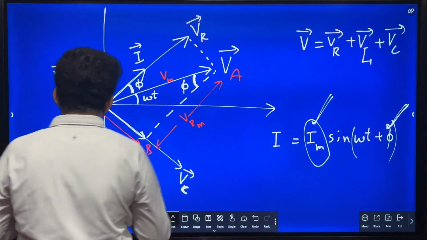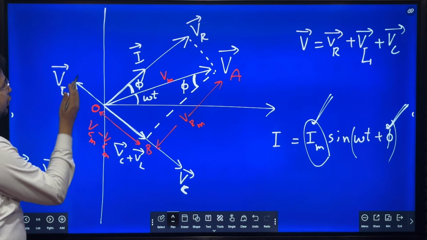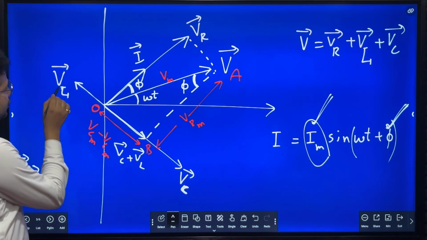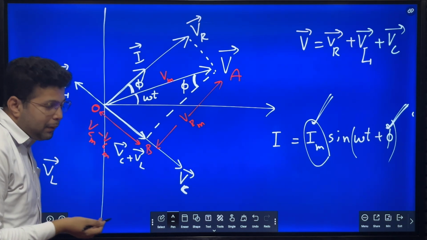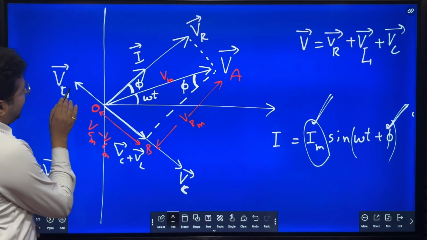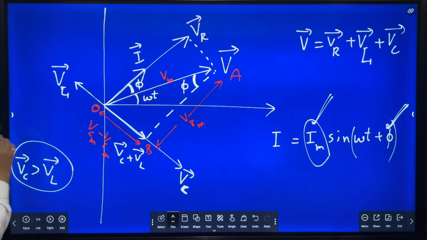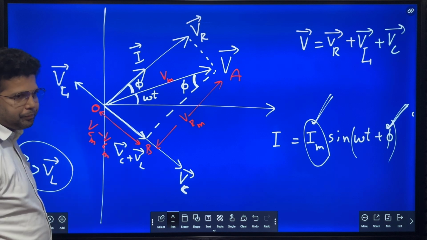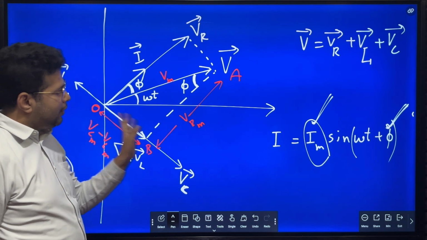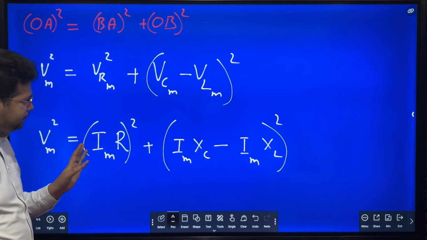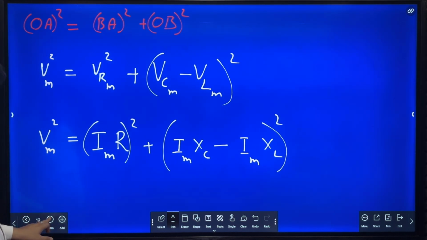Then we know that voltage across the inductor leads current by pi by 2. So this is the voltage across the inductor. And in the case of a capacitive circuit, current leads voltage by pi by 2. Then we added these two. Now we made an assumption: VC is greater than VL. If VC is greater than VL, the resultant will be this. Then we got a right angle triangle. So we applied the Pythagoras theorem, and we got one equation for Vm.